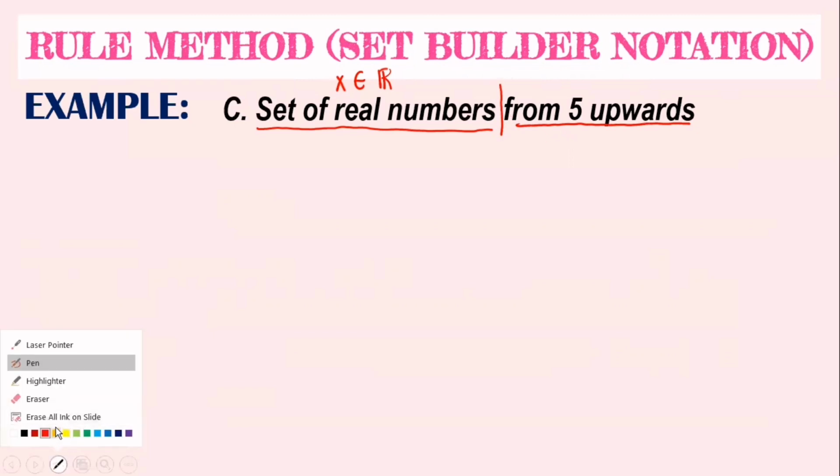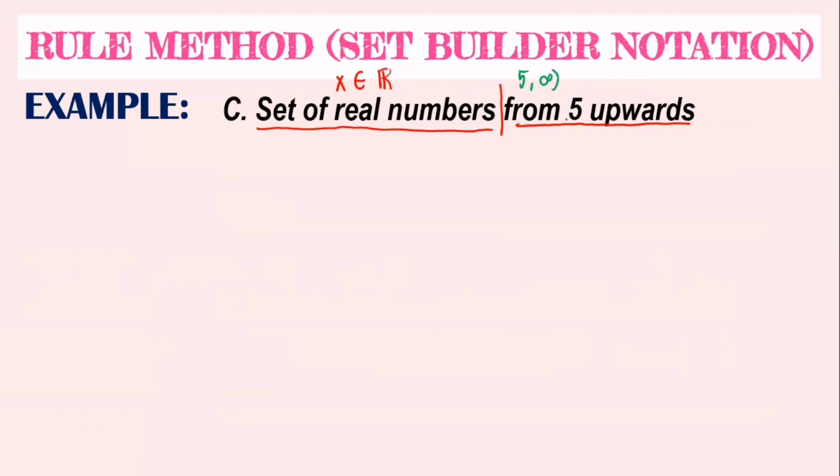Now, pag sinabi natin from 5 upwards, sulat natin siya in interval notation. So, 5, comma, positive infinity. Okay, now, ano ang gagamitin ko? Is it bracket or parentheses? Pag sinabi natin from, mula sa 5, ibig sabihin, 5 is included. So, gagamit tayo dito ng closed parentheses or bracket.